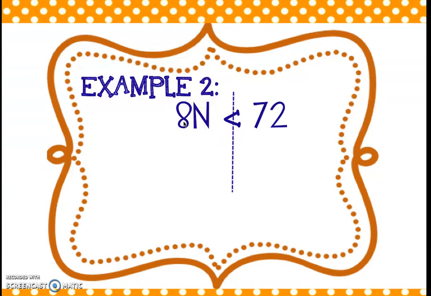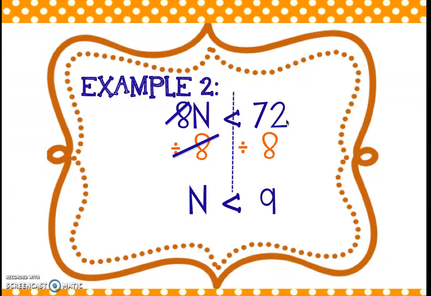The inverse of multiplication is division, so we're going to divide by 8 to get the n all by itself. Now, whatever I do on the right side, I've got to come over here and do the exact same thing on the left. When we do that, I have a times by 8 and a divide by 8. So those cancel each other out, and we're left with just n is less than. I'm going to come over here on this side. I have 72 divided by 8. That gives me a 9. So in this case, our solution set is n is less than 9.